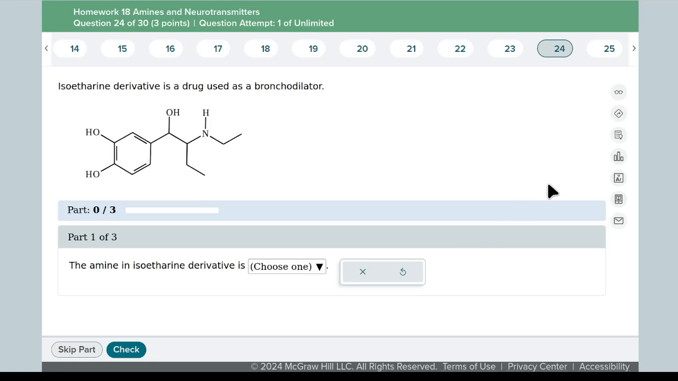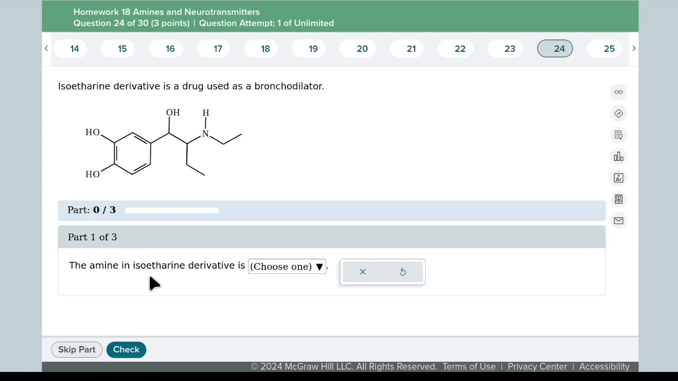This next problem involves a number of skills: identifying primary, secondary, or tertiary amines or alcohols, identifying functional groups, and chiral centers. So this first one, we're shown a picture of an amine. This looks like a neurotransmitter.